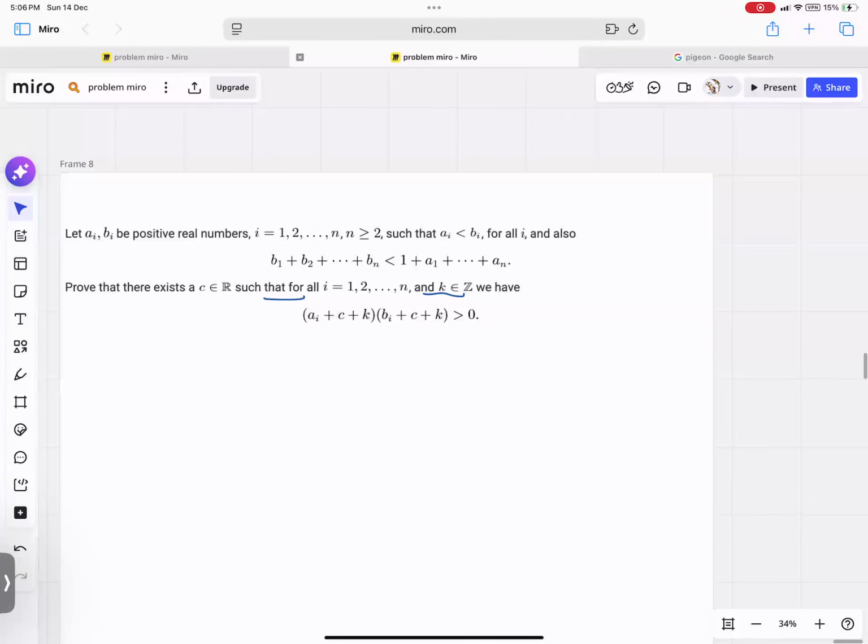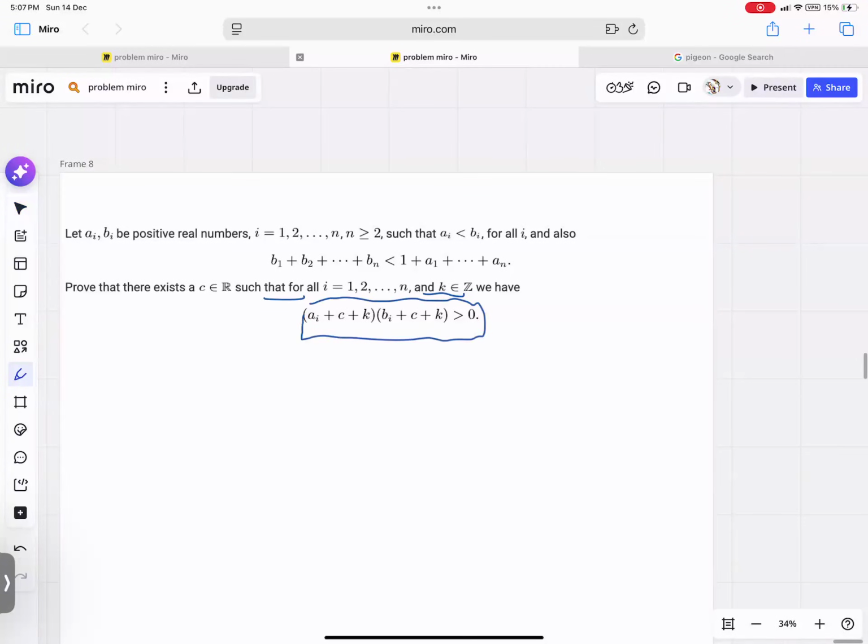Isn't the statement false then? Say we have some C, right? And K is a negative number that is greater than BI plus C. That means it's also greater than AI plus C. Oh yeah, there is a contradiction. My bad. Okay, so what does this condition mean?